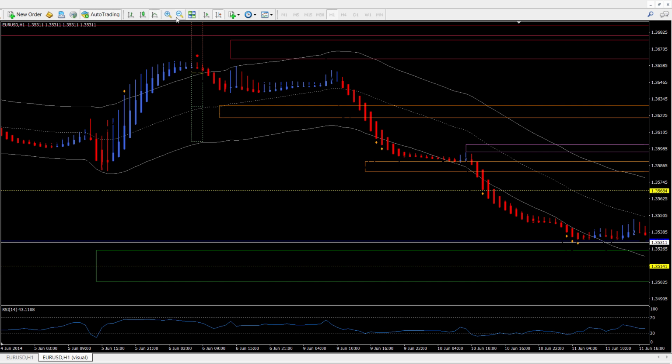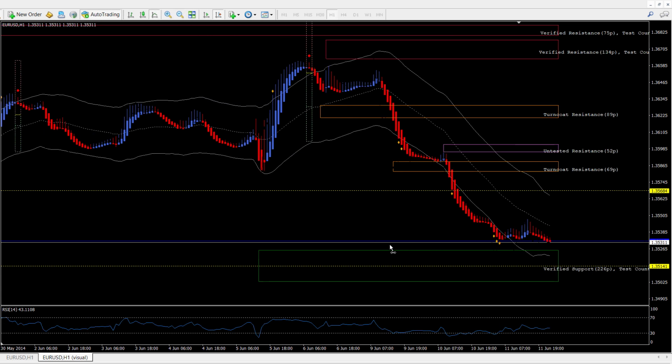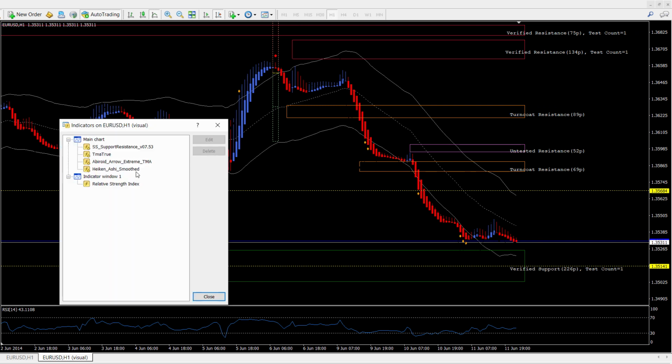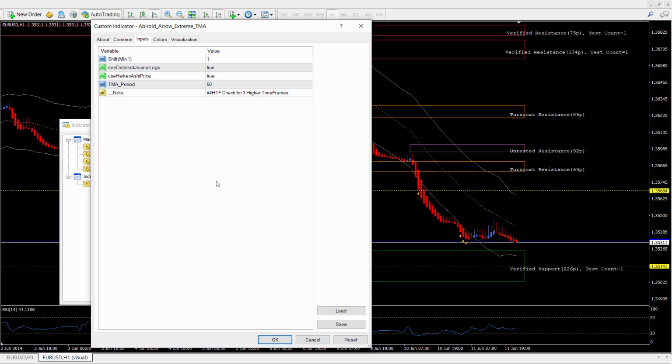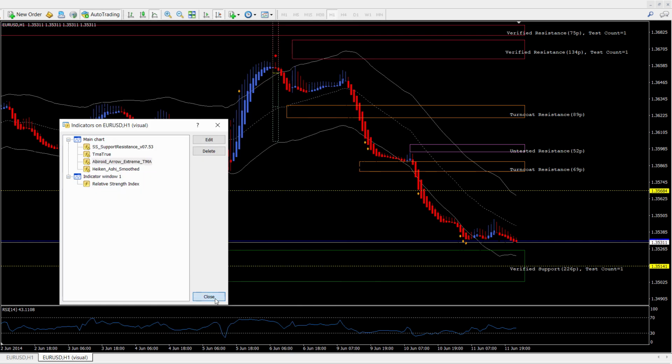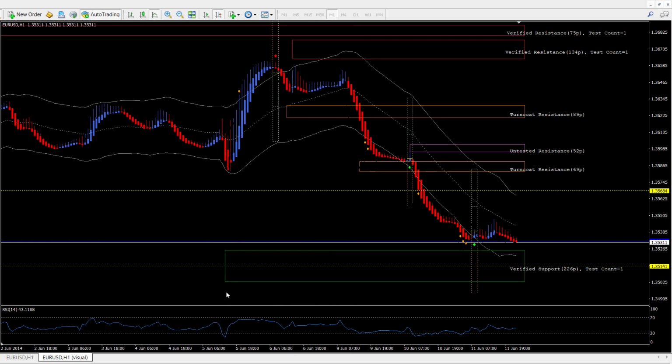Let me zoom out again. All of these trades were ignored, and if I had set the check current time frame slope to false, then it won't check the slope and it will show you these trades. But as you can see, the slope is going downward, so these are bad trades.